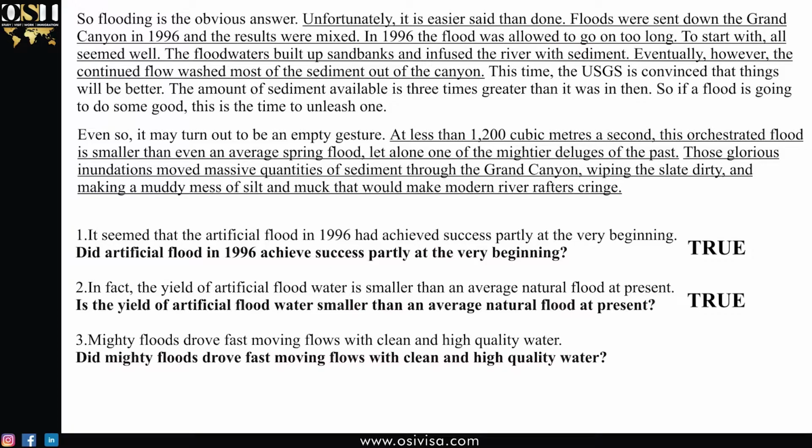So, does it mention anything about clean and high quality water? I don't think so. Does it mention that it created fast moving flows with high quality and clean water? No, it doesn't. So, are you able to answer this question? Did mighty floods drive fast moving flows with clean and high quality water? No, I can't answer that. Hence, I'm going to say the answer is not given in the last one. So, those were the set of questions.